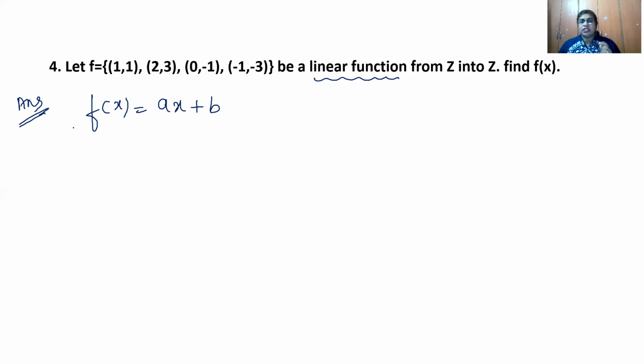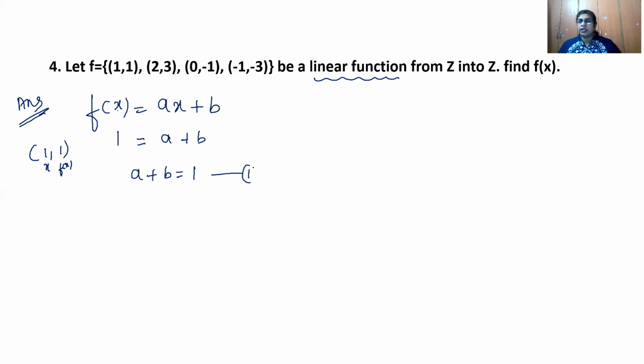Now I want to find the values of a and b such that I can find f of x. So for this, let us take the first ordered pair, 1, 1. Now what is this 1, 1 telling us? It is telling us that you take x value as 1 and f of x is also 1. So 1's image is 1. Is that clear? So in place of f of x, if I put 1, it is equal to a into 1, so that is a plus b.